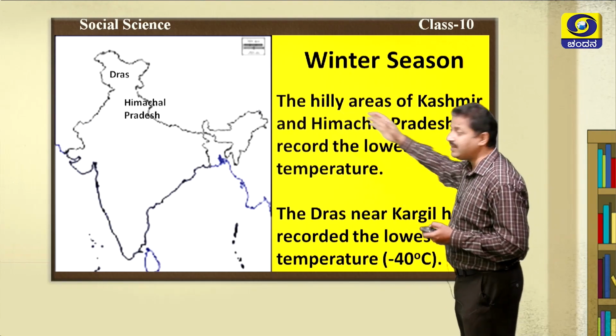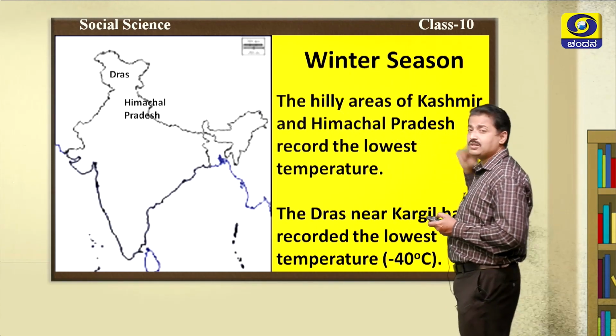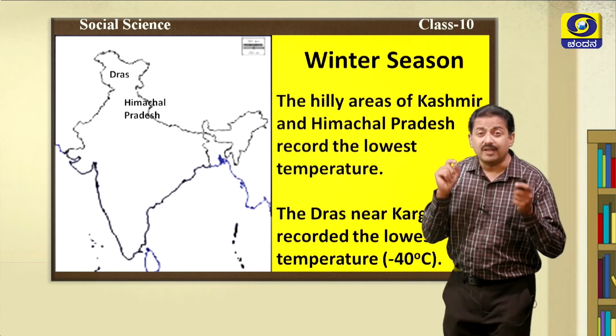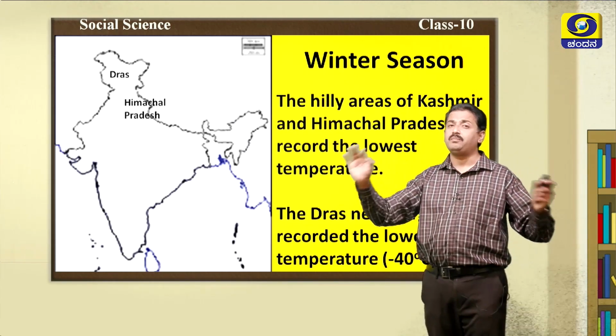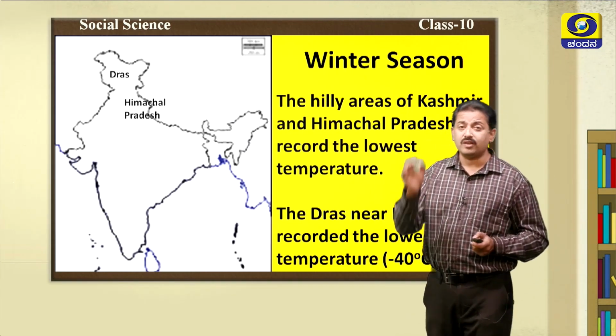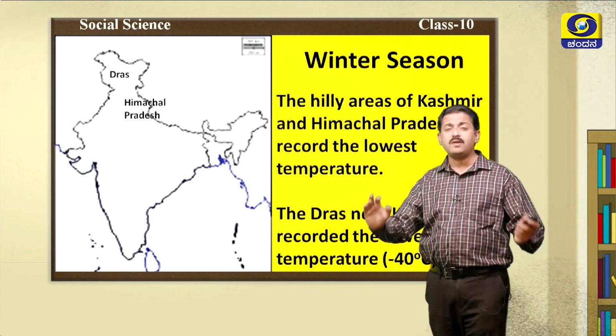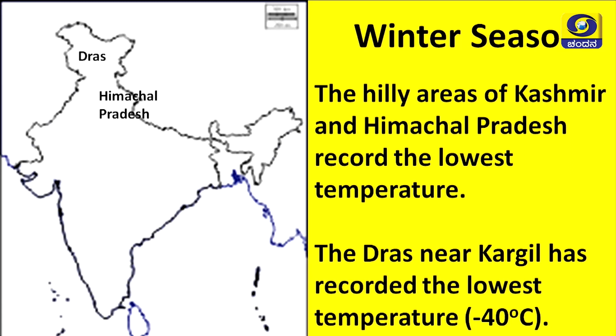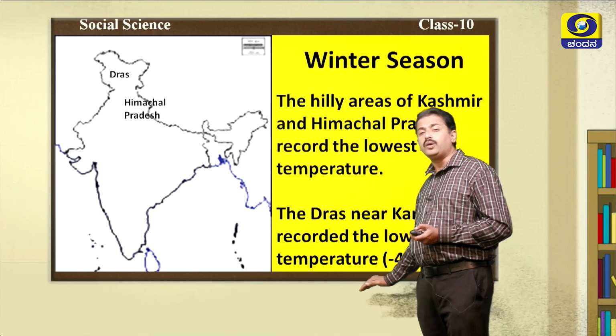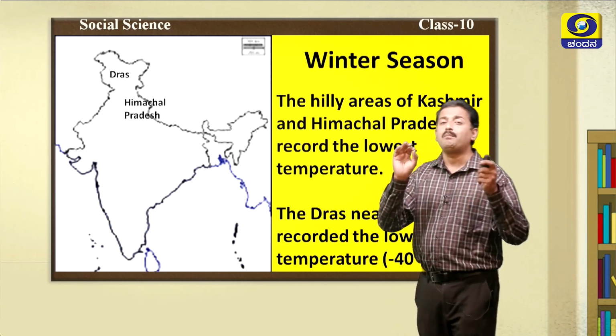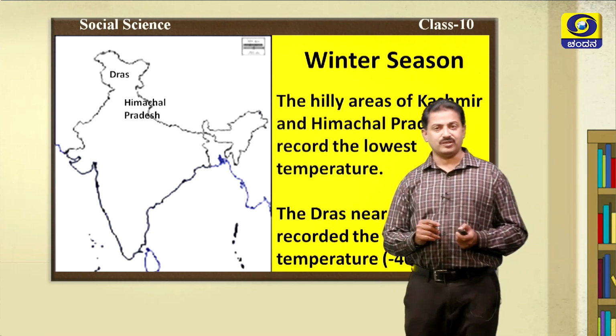On the hilly areas of Kashmir and Himachal Pradesh, you will have the record lowest temperature. Among these places, Dras near Kargil experiences lowest temperature in entire nation, that is minus 40 degree Celsius. Dras near Kargil in Jammu and Kashmir has the recorded lowest temperature, that is minus 40 degree Celsius.